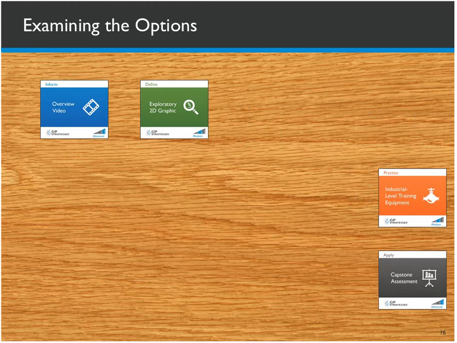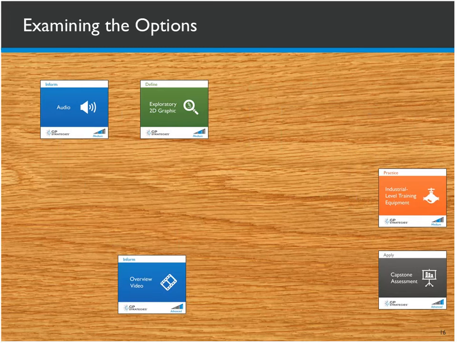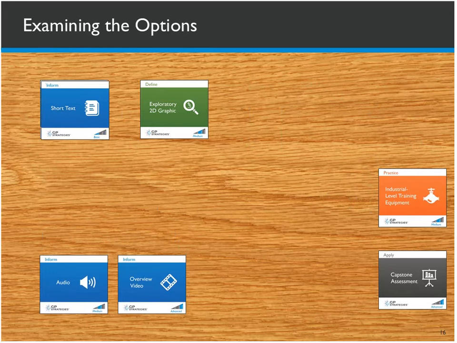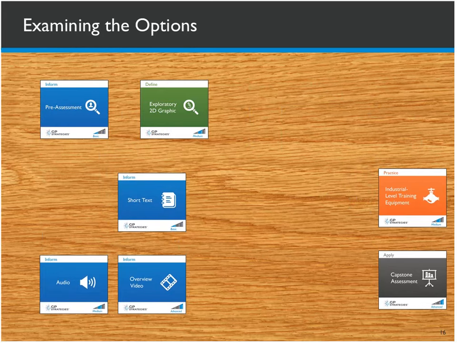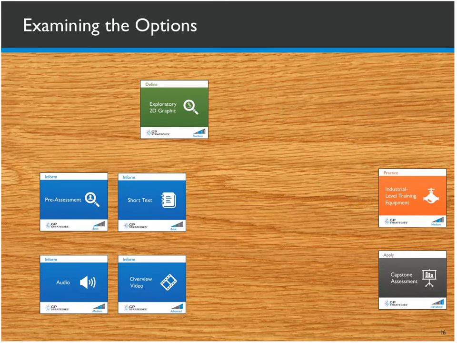So the first thing that we're going to do is examine those options. You would spread out your cards on the table to look at what the different options are for inform. So you have the overview video, you have the audio, you have the pre-assessment. At your seat, we would ask a question: if I want to tell somebody about forklift safety, why do we care about forklift safety from an inform perspective?